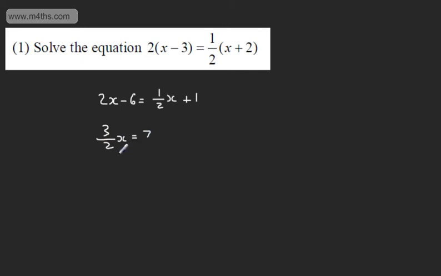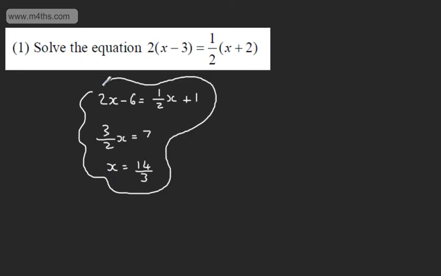At this stage I'm going to divide both sides of the equation by 3 over 2. Dividing by 3 over 2 is the same as multiplying by 2 over 3. So I'm going to end up now with 14 over 3. We would leave our answer as a fraction rather than trying to convert it to a decimal. So our final answer is x is equal to 14 over 3.